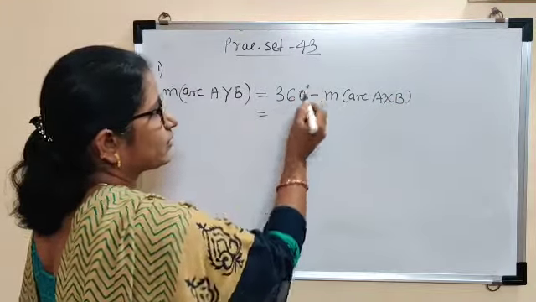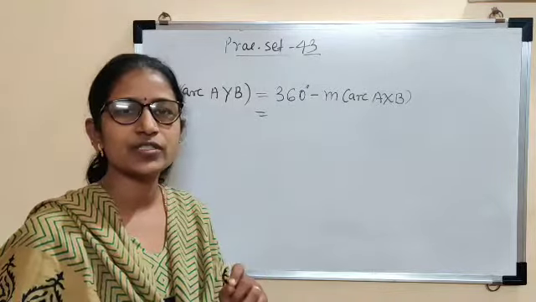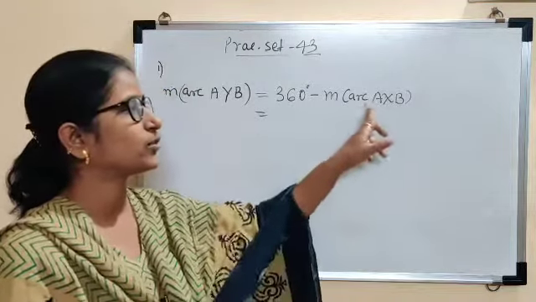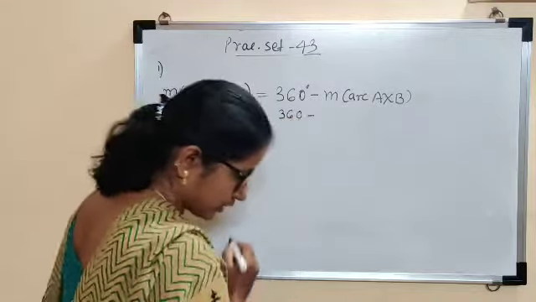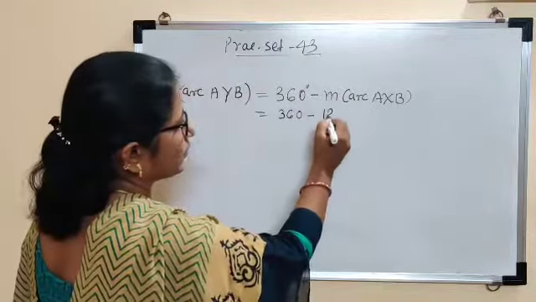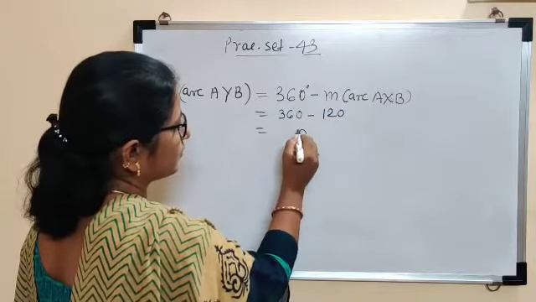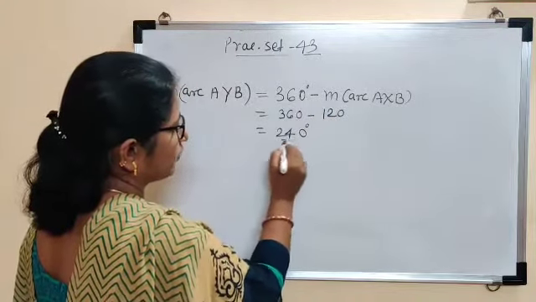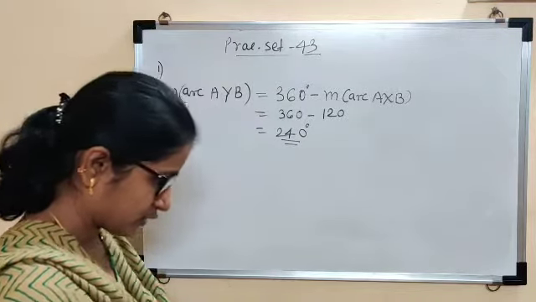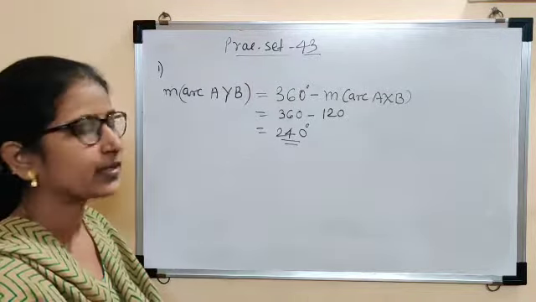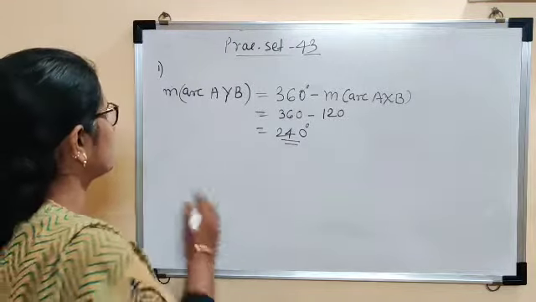Why did we take 360 degrees? Because the circle's measure is 360 degrees. From that you subtract the given arc's measure. So 360 degrees minus what is the measure of AXB? 120. Do the subtraction. 240 degrees. So which option is there? First one only. Measure of arc AYB is 240 degrees.